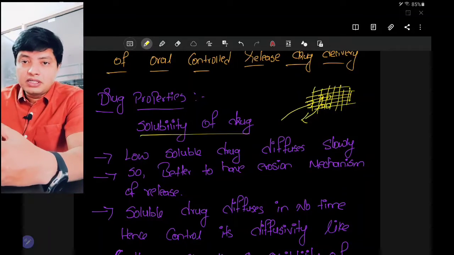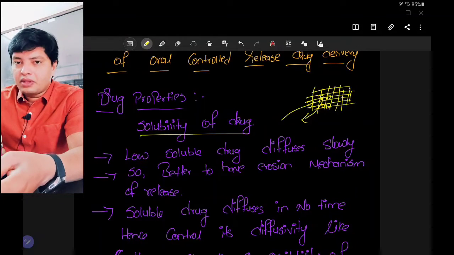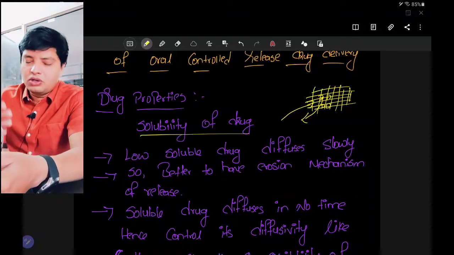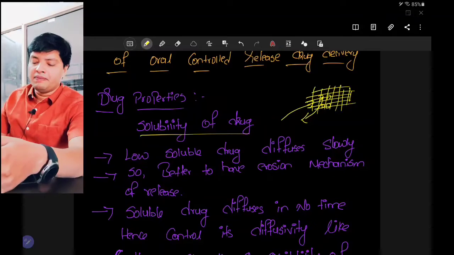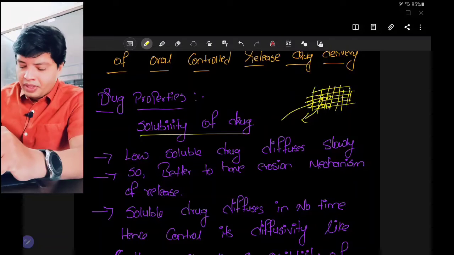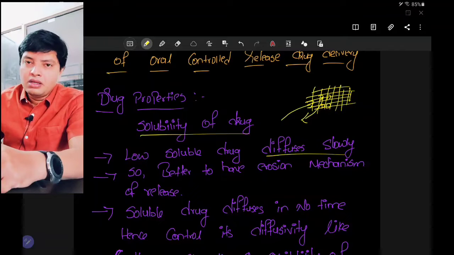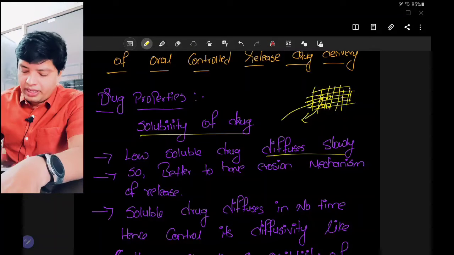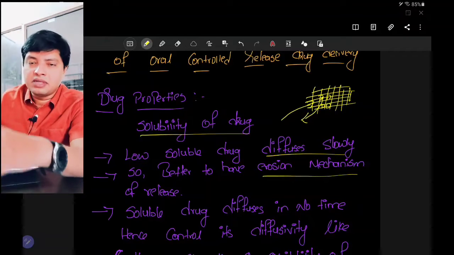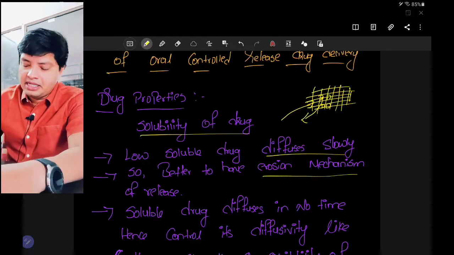When the solubility of the drug itself is a problem, the drug traveling from the tablet to the GI system will be difficult. So the solubility of the drug plays a major role in the formulation of oral controlled release dosage forms. Low soluble drugs diffuse slowly through the matrices, we know that. For that, we need to go for the erosion mechanism instead of the swelling and release mechanism. We have two types of mechanism here.